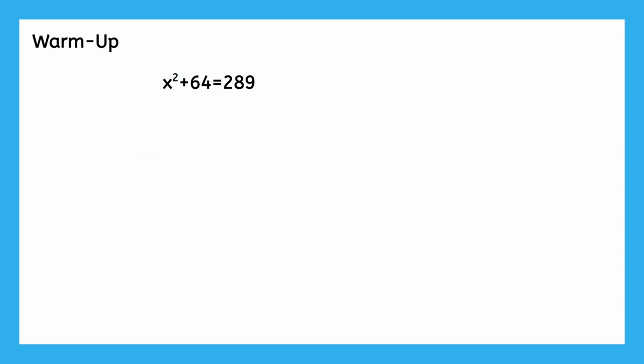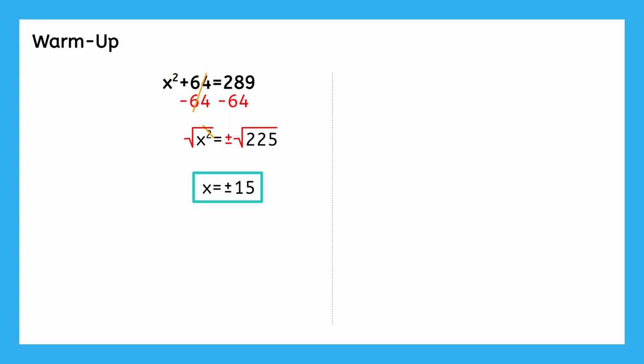I can't take the square root right off the bat because of that plus 64, so what do you think we can do about this? How about we just get rid of it? Let's subtract 64 from both sides. That'll do it. I get x squared equals 225, and then I can take the square roots. Our solutions are x equals plus or minus 15.